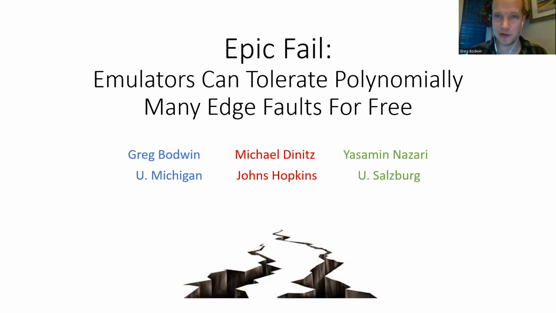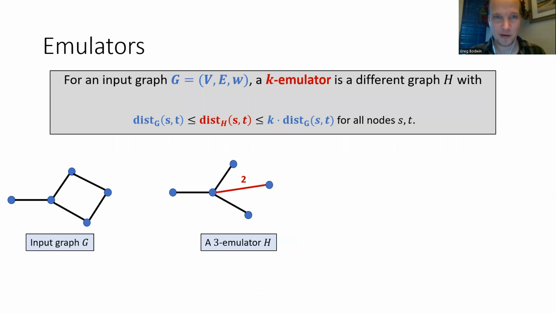Okay, so I'll start by telling you what objects we're going to be talking about. An emulator is defined as in this gray box. At a high level, you can think of an emulator as a tool for sparsifying a graph, getting a much smaller space or simpler representation of that graph, while approximating its distances.